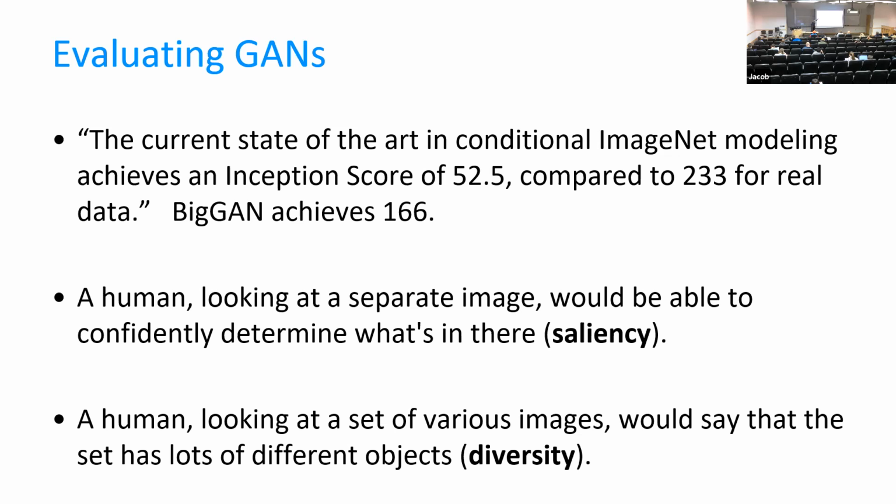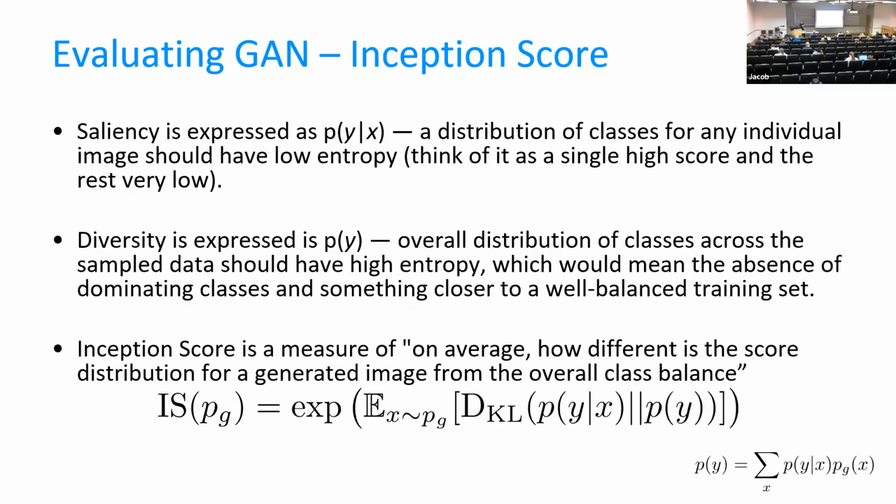The previous best conditional GAN had an inception score of 52.5, whereas BigGAN gets 166 and real images get 233. Let's look at the math.